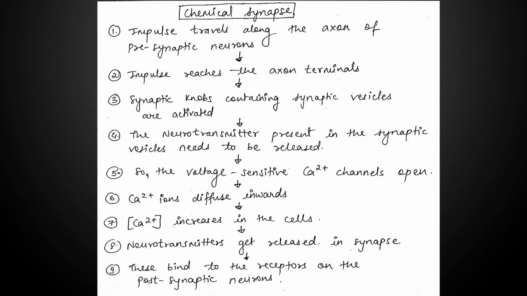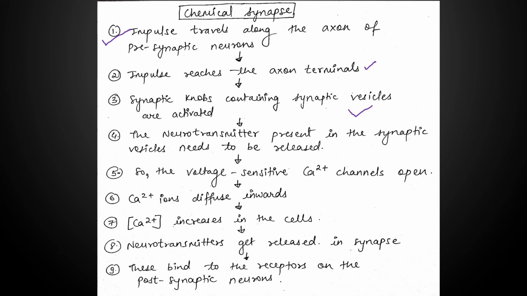Let us understand how exactly does this chemical synapse work. So here I've drawn this flowchart for you all for the important events involved in signal transmission with the help of a chemical synapse. So first the synapse is going to get the signal via the presynaptic neuron. So the impulse travels along the axon of the presynaptic neurons and it finally reaches the axon terminal, that is the nerve endings. The synaptic nerves that we just saw in the diagram contain the synaptic vesicles, and that's how these vesicles get activated when the impulse reaches it.